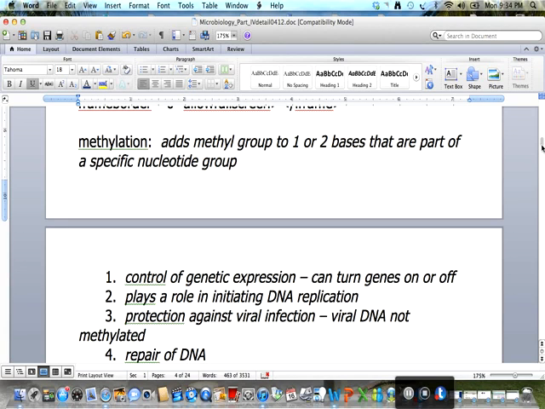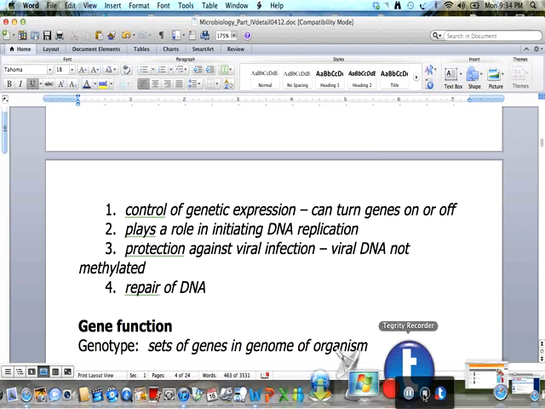Sometimes methylation occurs, where a methyl group is added to one or two bases that are part of a specific nucleotide group. This can help control gene expression by turning genes off or on. Methylation may also play a role in initiation of DNA replication. Viral DNA is not methylated, so it helps protect against viral infection and also repair DNA.